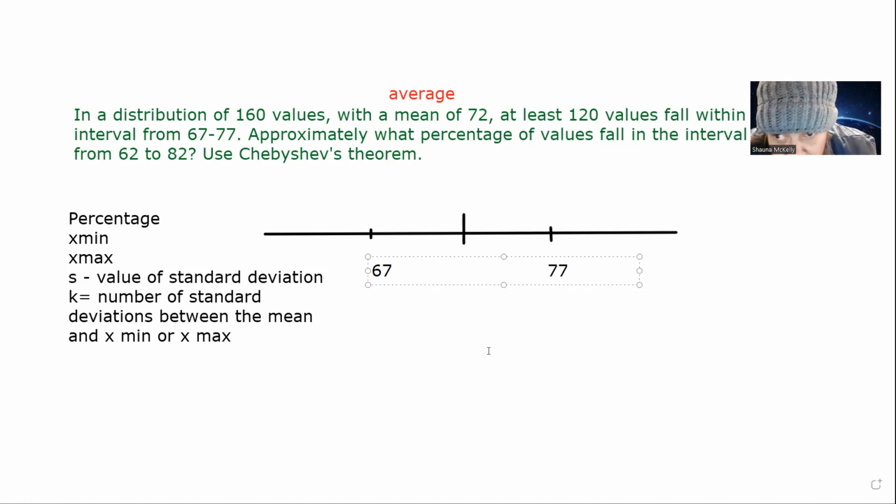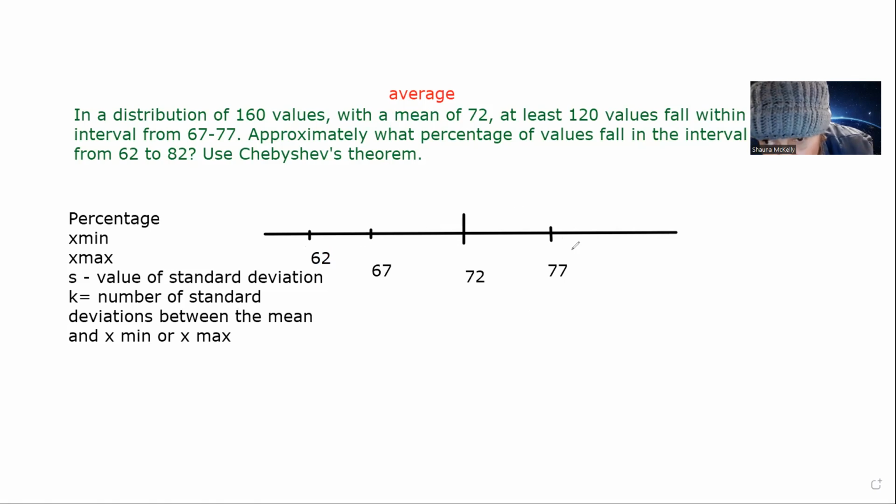Now, the next thing it says is approximately what percentage of values fall within the interval from 62 to 72. Now, this is a little interesting because we're going to have actually 2 percentages, okay? And I'll show you that in a minute if you haven't picked up on it. This is 62. And this is 72 over here.